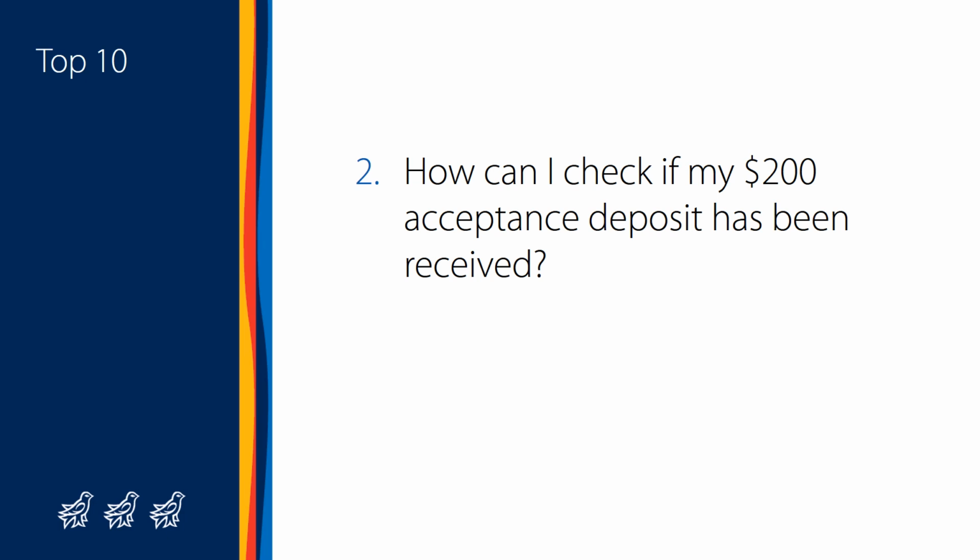How can I check if my $200 acceptance deposit has been received? You would log into your My UVic page using a Netlink ID and password, and on your My page you would check Account Summary by Term. And under that heading, if you have submitted the $200 deposit, you'll see a $200 credit towards your tuition.